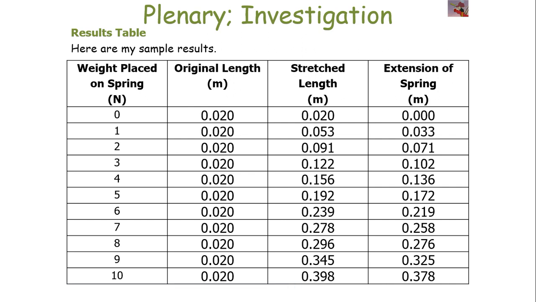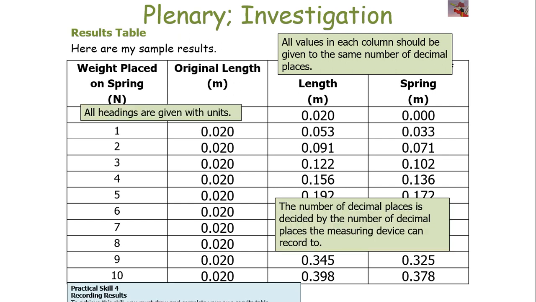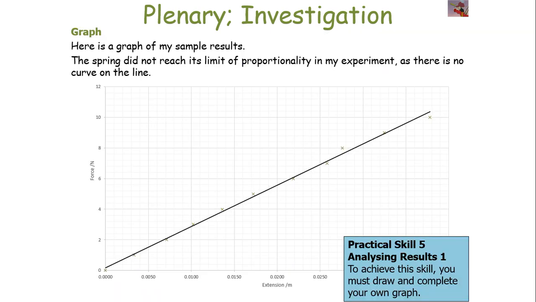Now note a few things here. All values in each column should be given to the same number of decimal places, and you should give all headings with a unit. The number of decimal places is decided by the number of decimal places the measuring device can record to. So if your ruler can record to 3 decimal places, you write your result to 3 decimal places. So that's a very, very important concept.